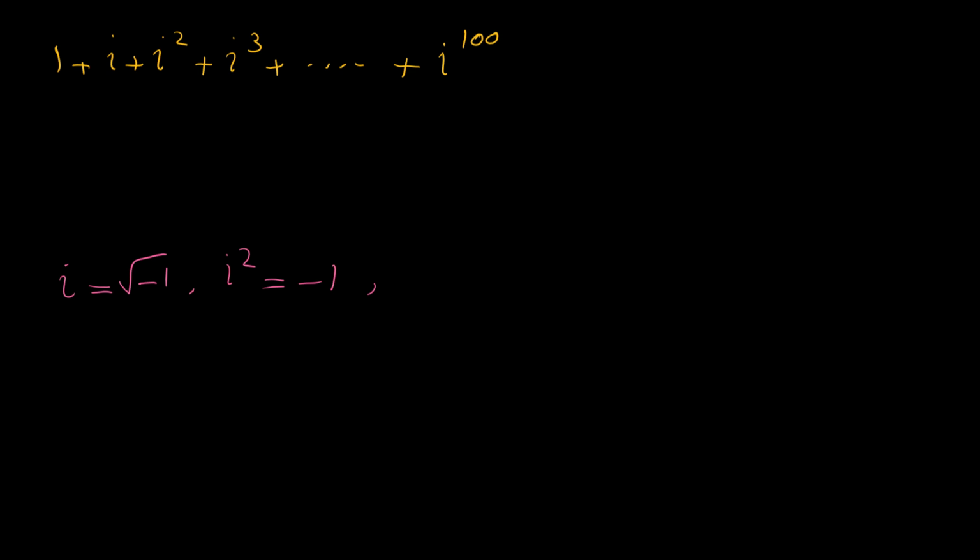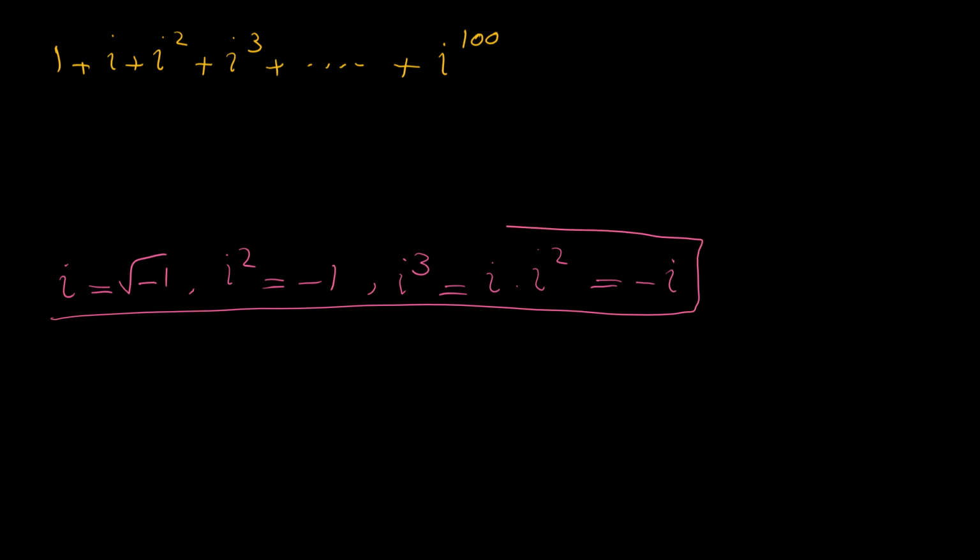If i to the 2 is negative 1, what is i to the 3? i to the 3 is i times i to the 2. i to the 2 is negative 1. So i to the 3 is negative 1 times i, so it equals negative i. So keep in mind what I have written here.